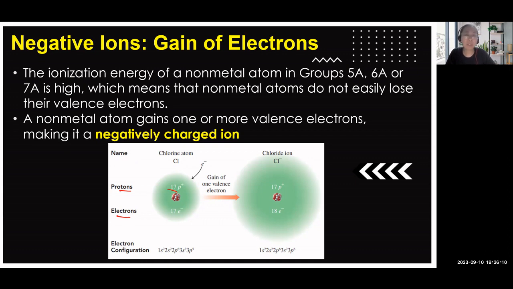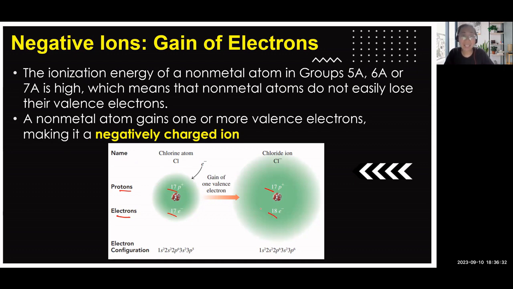So if you have 17 protons, that also means you have 17 electrons. But what happens if that chlorine atom attracts one electron? If it now attracts one electron, instead of 17, you will now have plus 1, so that's 18 electrons moving. So what happens now is that you'll have 17 protons and 18 electrons.